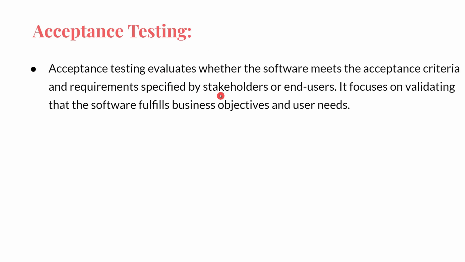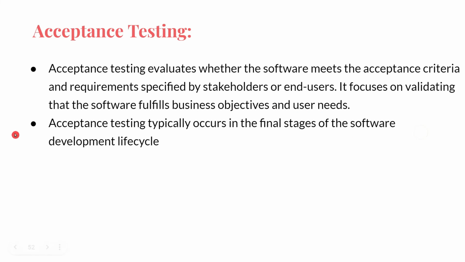Stakeholder expectation could be advertisements should run at certain points of time, so many advertisements should run, if the video is so long, then after so many seconds it should run. So those kinds could be stakeholder expectations in terms of revenue and other things. So you are meeting those expectations or not from the software is called acceptance testing. It focuses on validating that the software fulfills the business objectives and user needs. Acceptance testing typically occurs in the final stages of the software development life cycle. This should be your final testing.